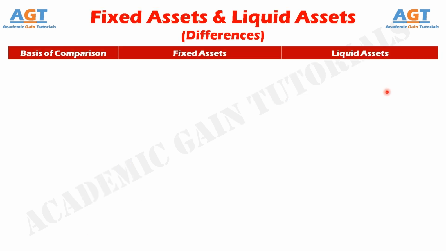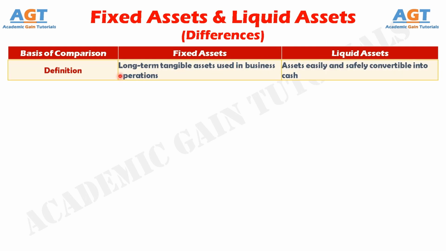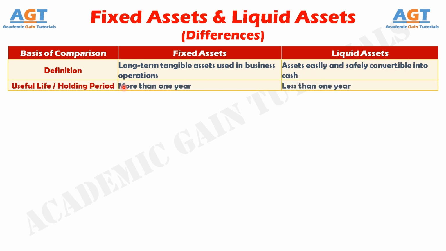So, let's look into the basic differences between fixed assets and liquid assets in a tabular form. Difference number 1. Fixed assets are long-term tangible items used in operations, whereas liquid assets are short-term items easily convertible into cash. Number 2. Fixed assets have a useful life of more than 1 year, whereas liquid assets generally have a holding period of less than 1 year.